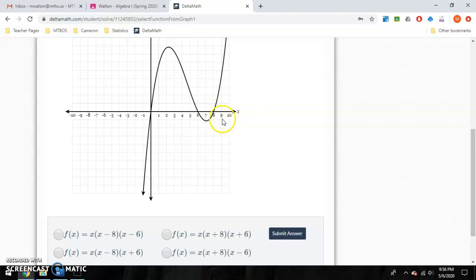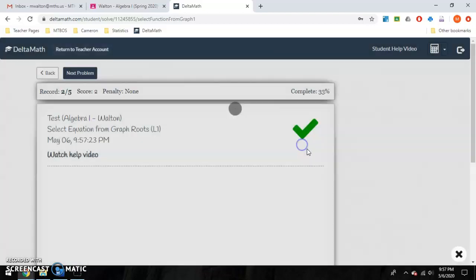So for 0, I know that I'm going to have just a plain old x out in front. Well, all of these have x's out in front. I also have a 6. Since that is to the right by 6, that'll be an x -6. And I'll also need an x -8. So the only one that has an x -6 and an x -8 is this one right here. Don't want to accidentally click the wrong one.